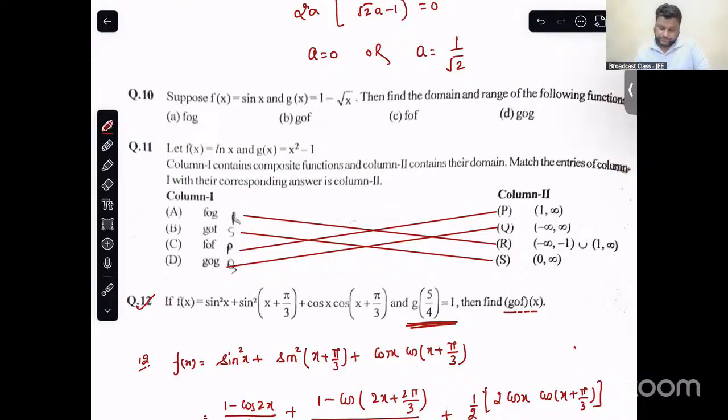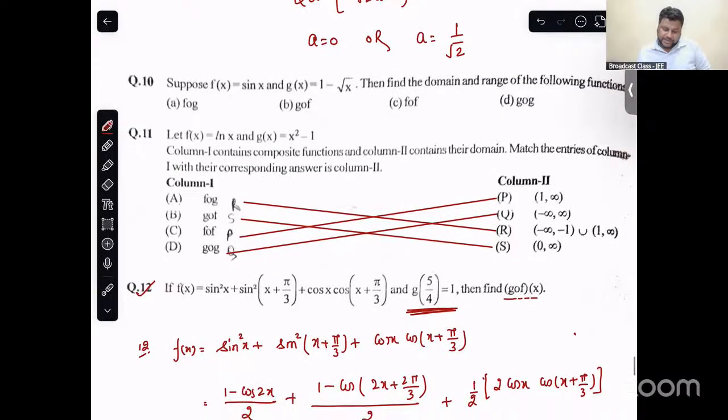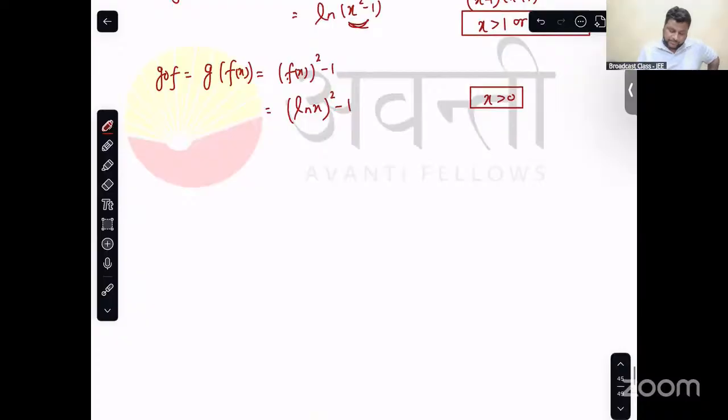Now, again, they are talking about everything and asking for domain and range. f of x is sin x, g of x is 1 minus root x.